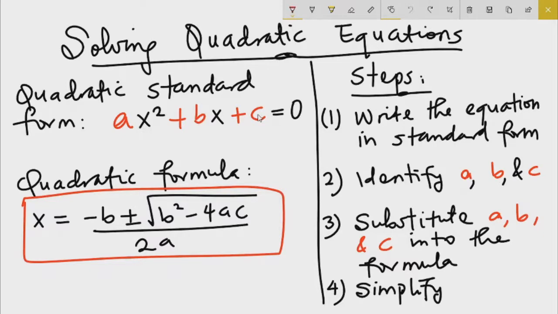After you've done that, you now need to identify the a, which is the coefficient of the x squared, b, which is the coefficient of x, and the constant term, which is the c. Once you identify the a, b, and c, all you need to do is to substitute these values into your formula. Then you simplify. I'm going to be using some examples. So let's consider example 1.